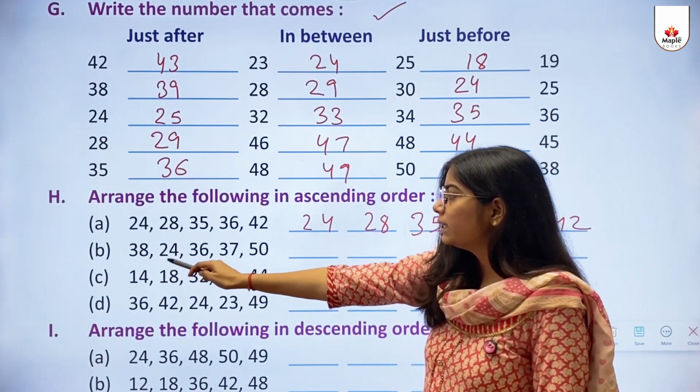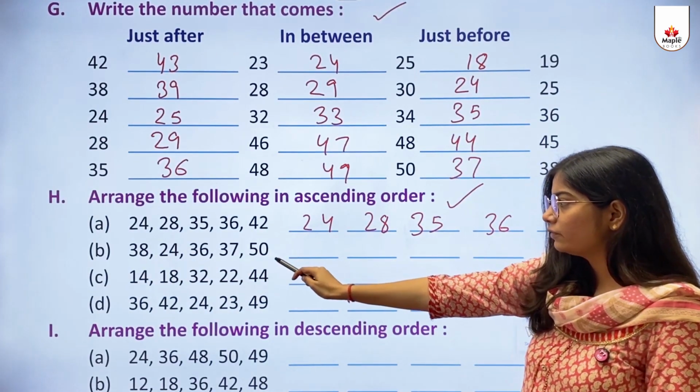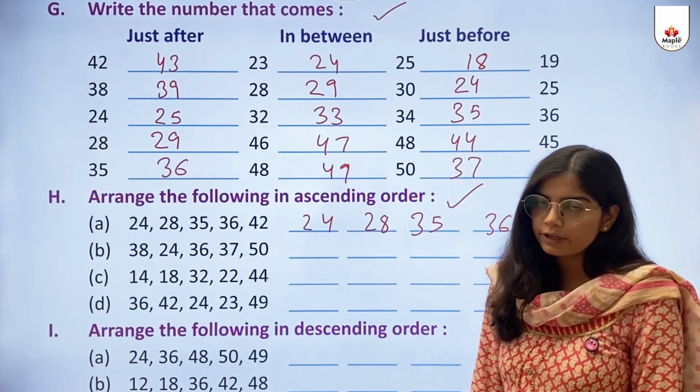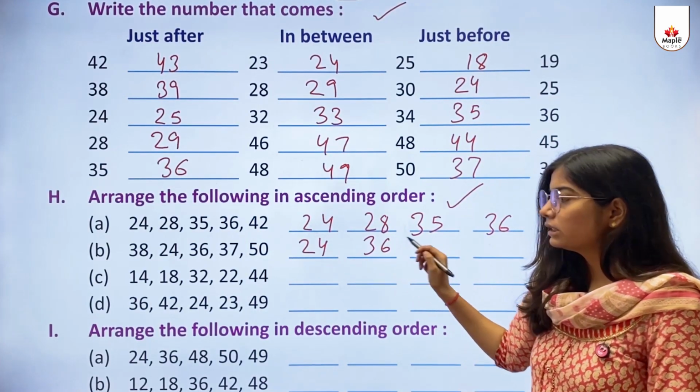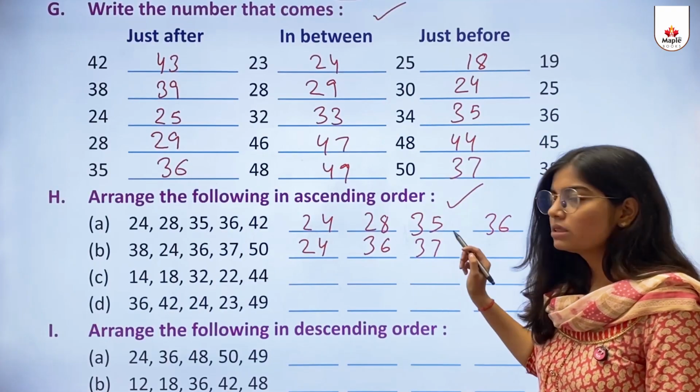Then B, 38, 24, 36, 37, 50. The smallest one is 24. Then 36, 37, 38.